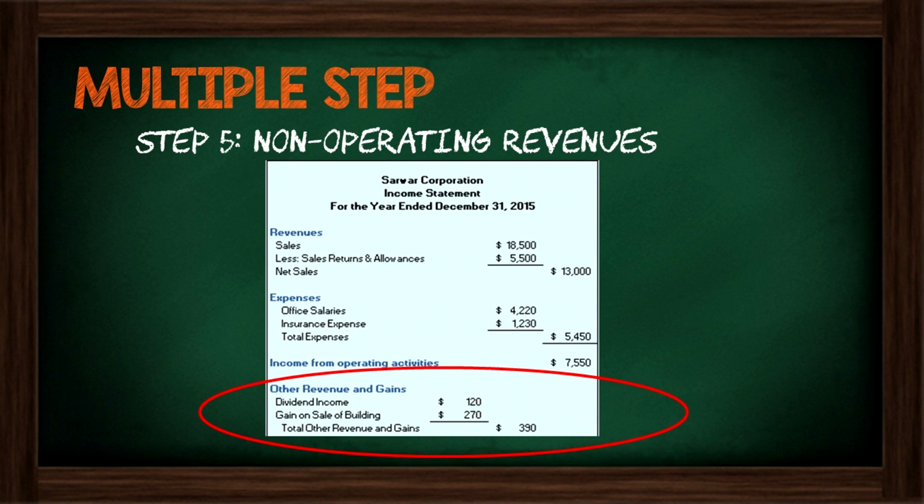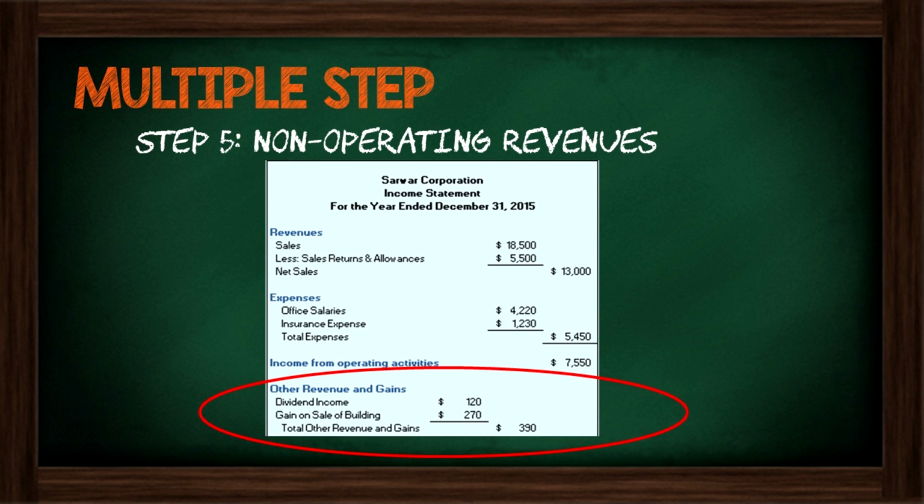The fourth step here is where we record our second revenue section, titled Other Revenues and Gains. So this is where we're going to include our non-operating revenues, which are revenues that the business wouldn't incur on a day-to-day basis, right? Very unusual, rare revenues for the business to receive, which would be dividends and a gain on the sale of a building. So dividend income is $120 and our gain of the sale of building is $270. Therefore, total other revenues and gains is just $390.